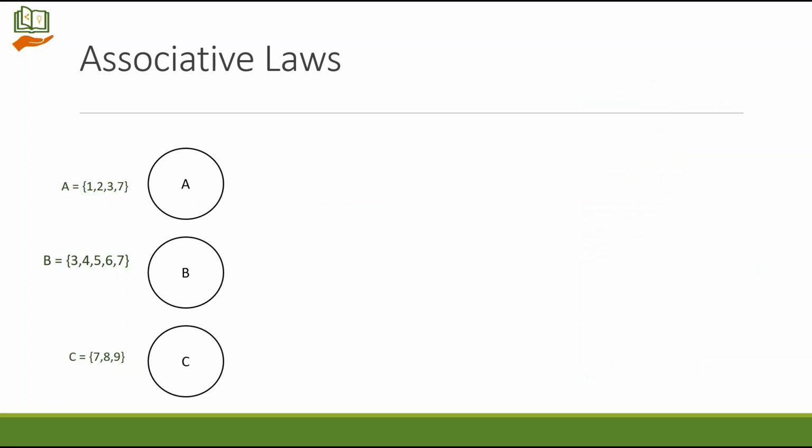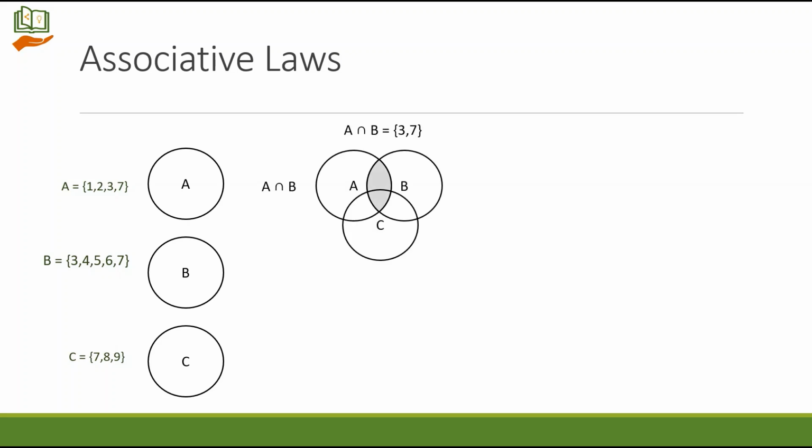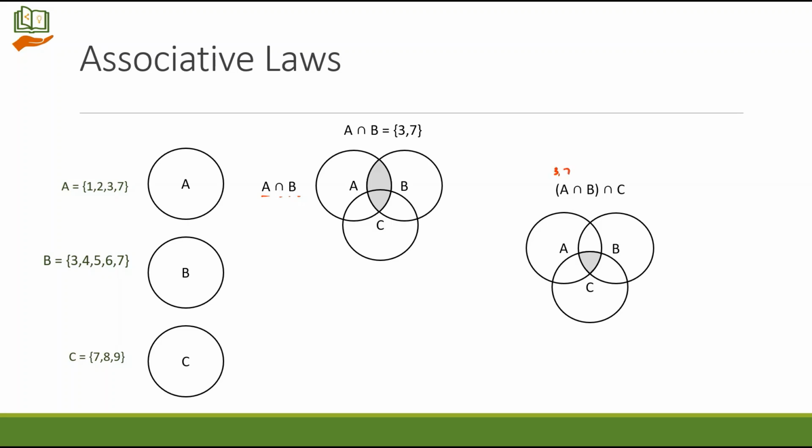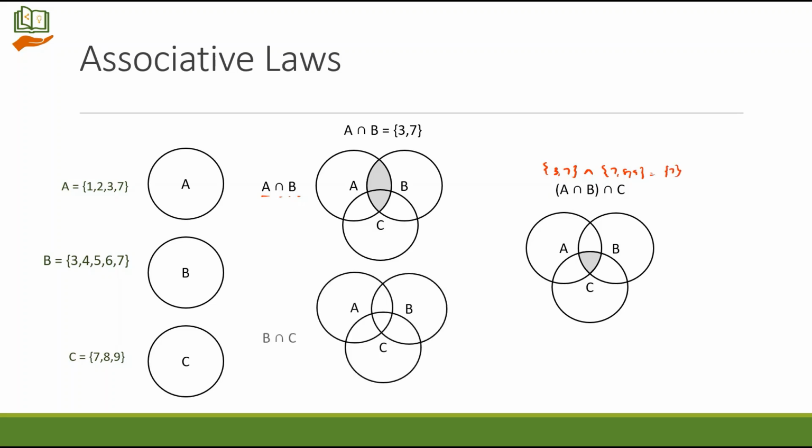It is with respect to intersection. First we are going with A intersection B, which is this shaded region. We have 3 and 7 as common elements in A intersection B. When you want to find the intersection of C along with this particular expression, we will get only this part. 3, 7 intersection 7, 8, 9 will give you 7 alone. Now we will go for B intersection C. Only this part will be shaded. In B we have only 7 as common with C. So B intersection C will give you 7.